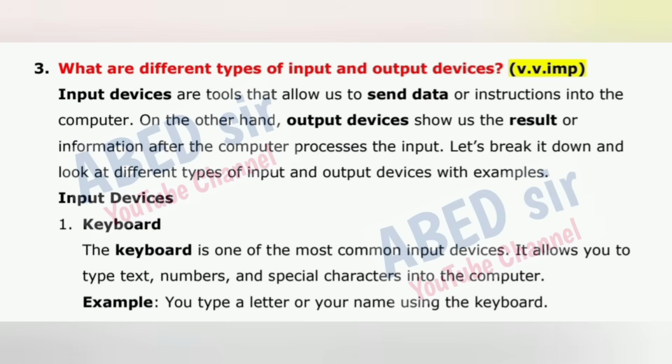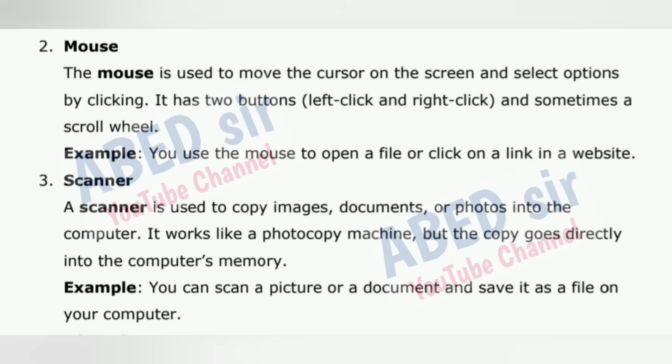Input devices. 1. Keyboard. The keyboard is one of the most common input devices. It allows you to type text, numbers, and special characters into the computer. Example, you type a letter or your name using the keyboard. 2. Mouse. The mouse is used to move the cursor on the screen and select options by clicking. It has two buttons, left click and right click, and sometimes a scroll wheel. Example, you use the mouse to open a file or click on a link in a website.